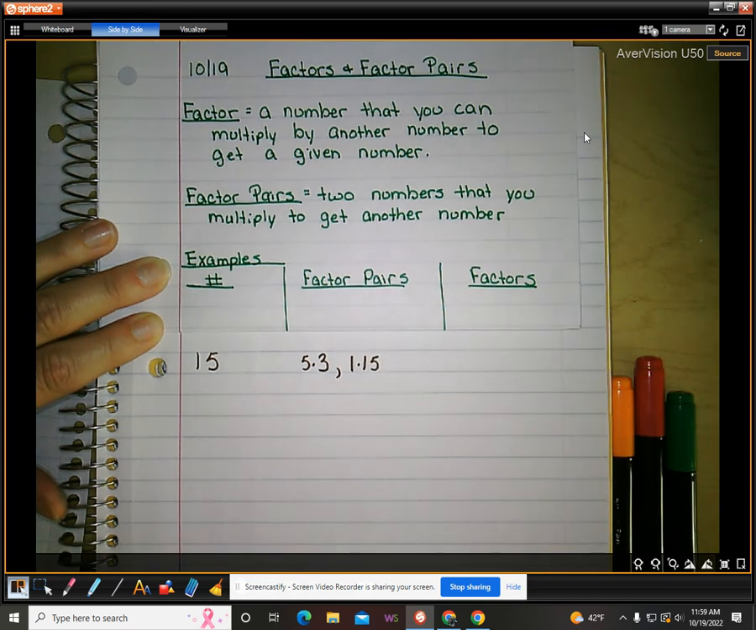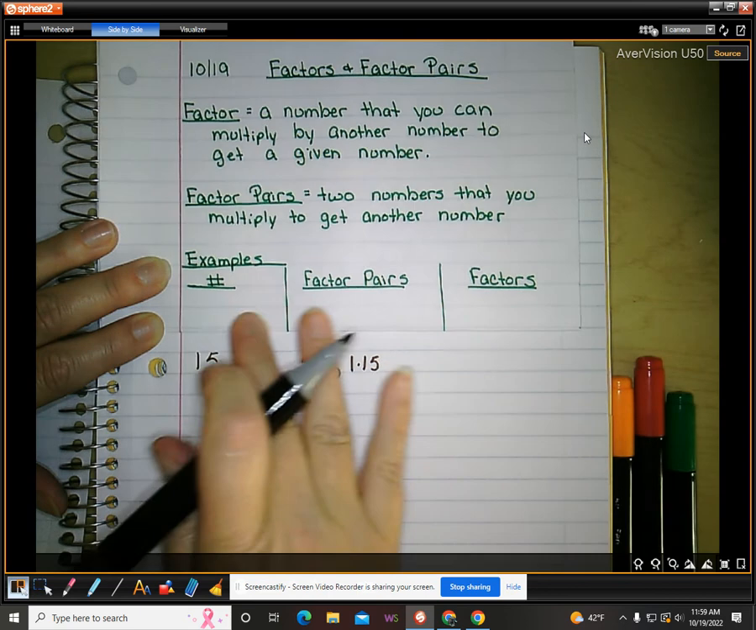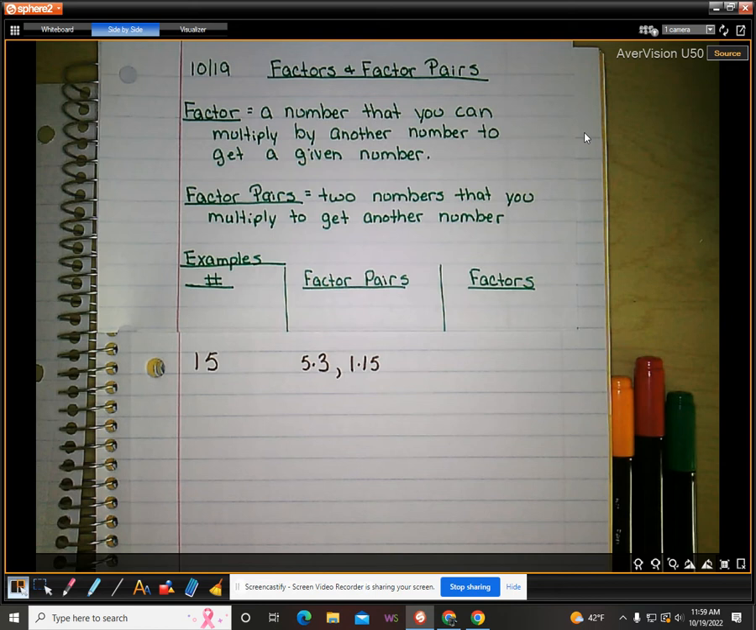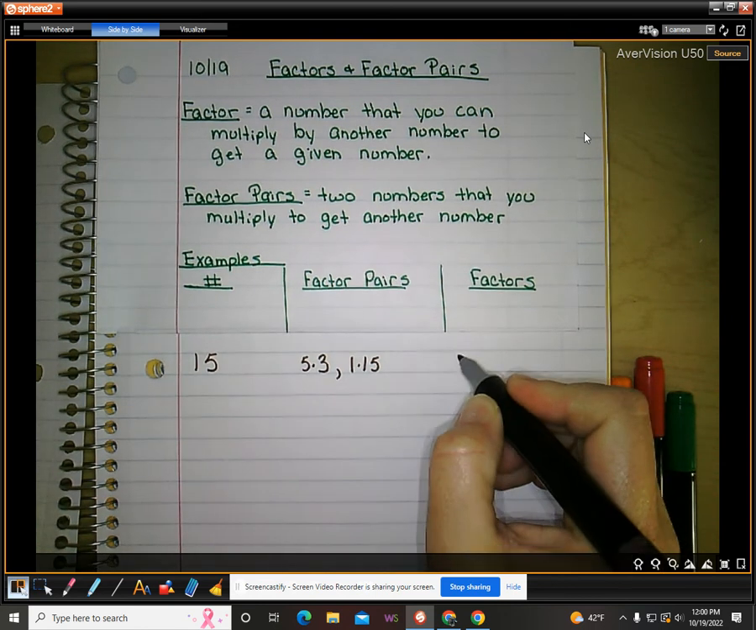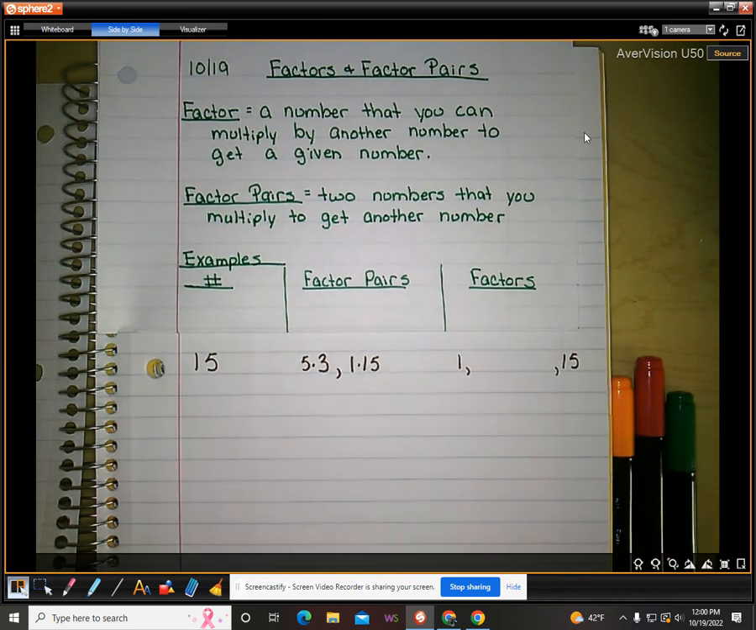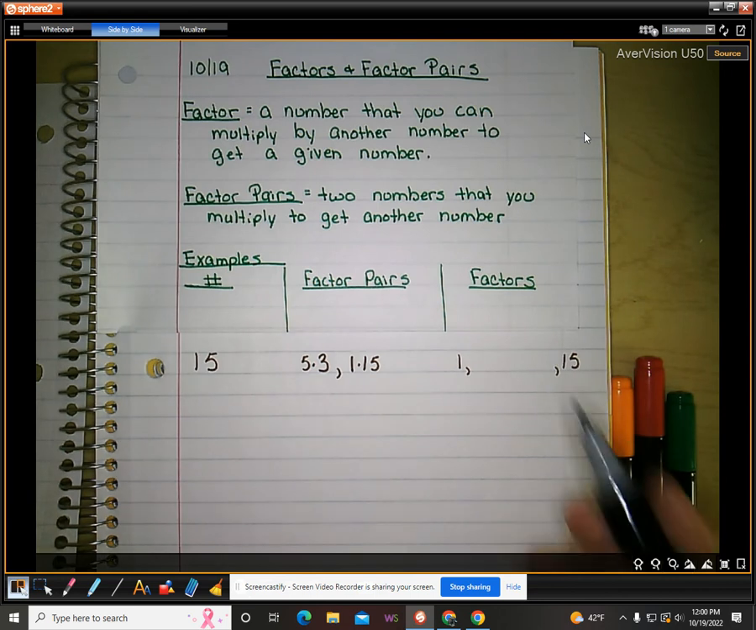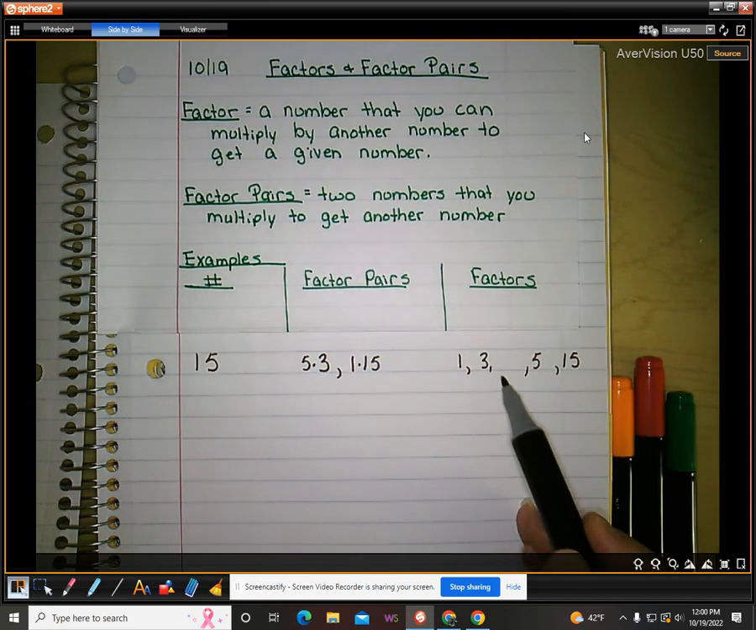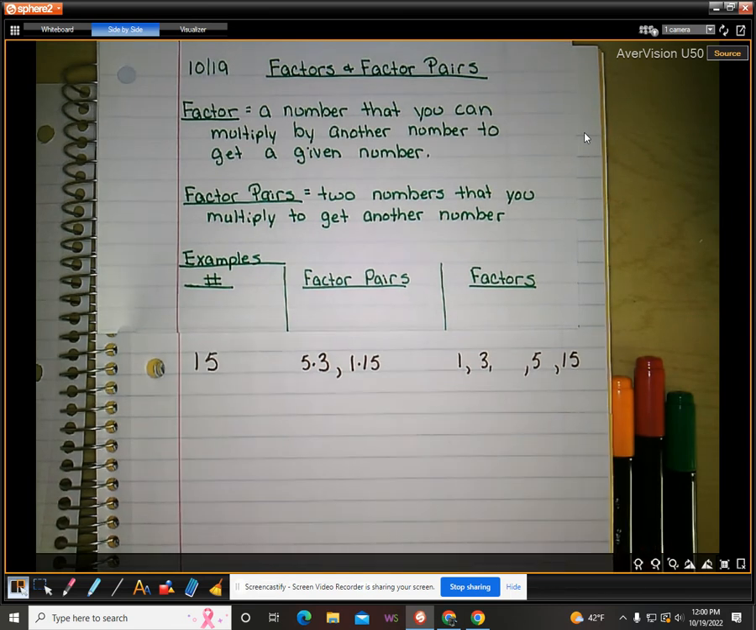Okay, anything else? All right, when you're listing the actual factors, I'm going to show you the way I do it so that I know I've got all of my factors. I will list my smallest and my largest separated from each other. Here is why. As I move in, I will know if I've got all the numbers. So my next pair was 3 and 5. Well, the only number between 3 and 5 is 4, and 4 will not go into 15, so I know I have all of my factors and factor pairs.